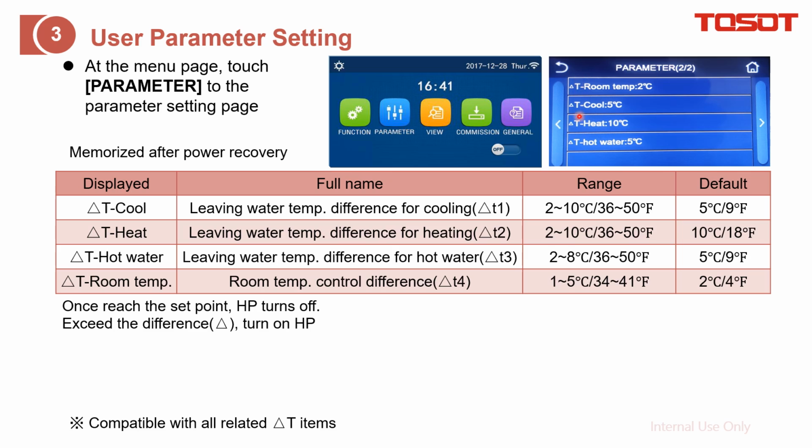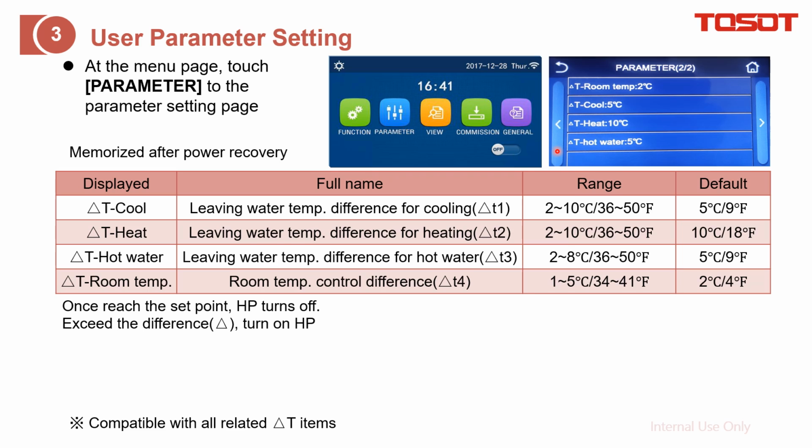This delta T means once the heat pump reaches the set point, the temperature will either go down in heating mode or go up in cooling mode. Then once it reaches the delta T, how will it recover to operate? I will show you an example for better understanding.